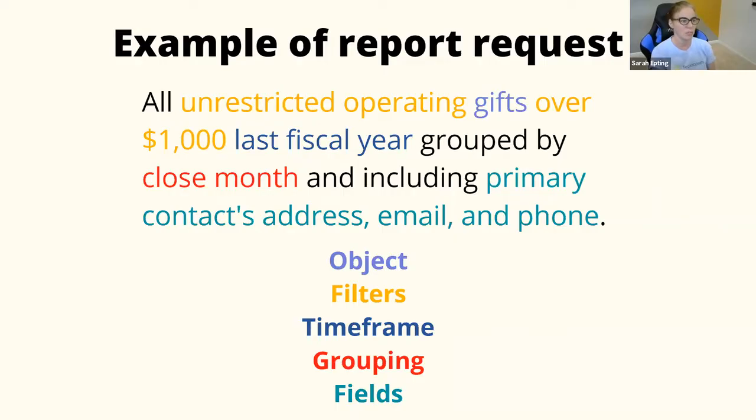So here's an example with those categories. All unrestricted operating gifts. The gifts is the object because that's going to be opportunities. Unrestricted operating is a filter. Over $1,000. Last fiscal year, so that's the time frame. Grouped by close month, and primary contacts, address, email, and phone need to be included.